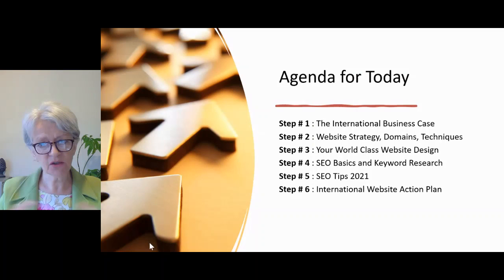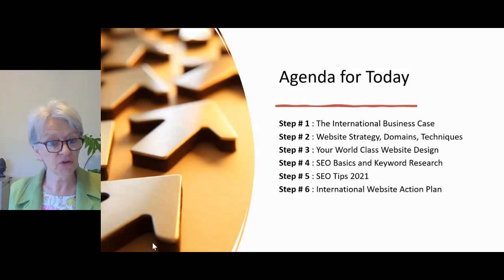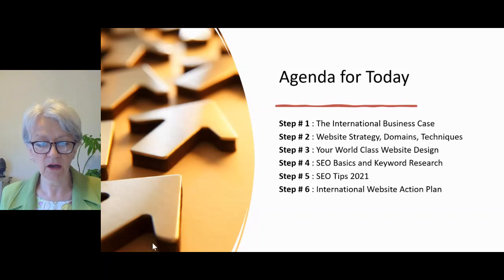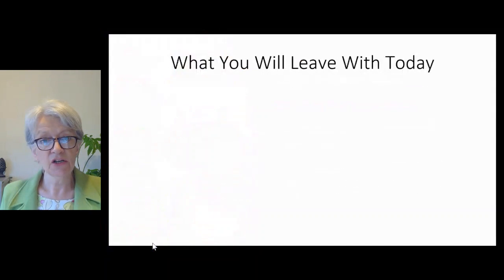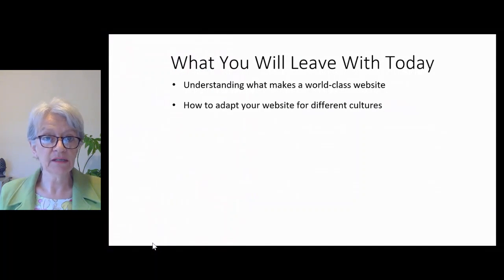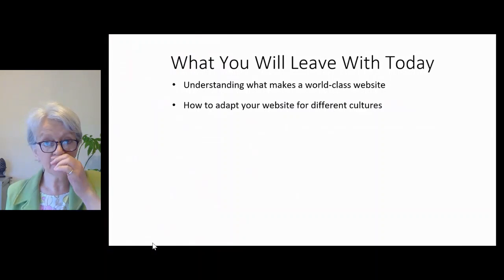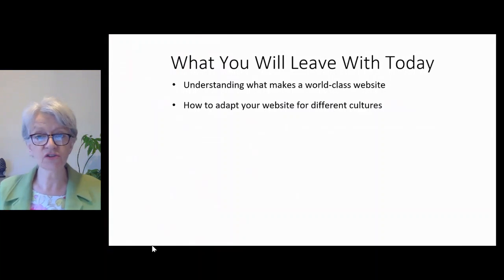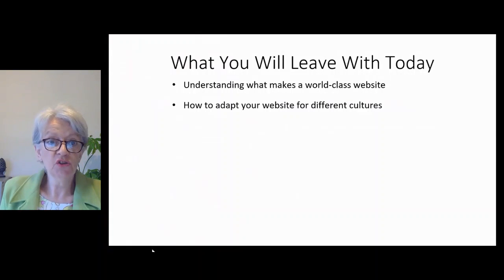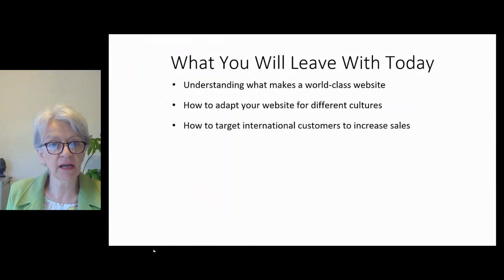So again, this is quite a comprehensive view of SEO because, as we know, there are over 240 aspects that go into ensuring that your website and digital offer will perform well on the search engines. So what you will leave with today is understanding what makes a world-class website, how to adapt it for different countries and cultures so that you are easy to find and engage with, but also attractive to people who have very different preferences and behaviors online.